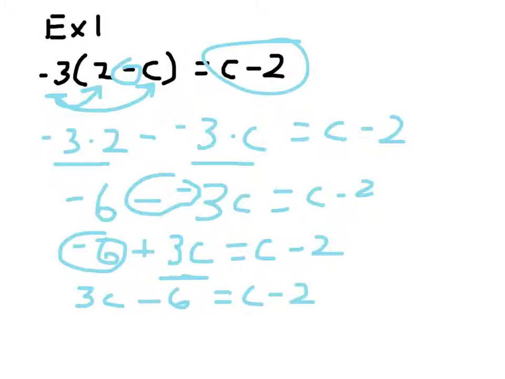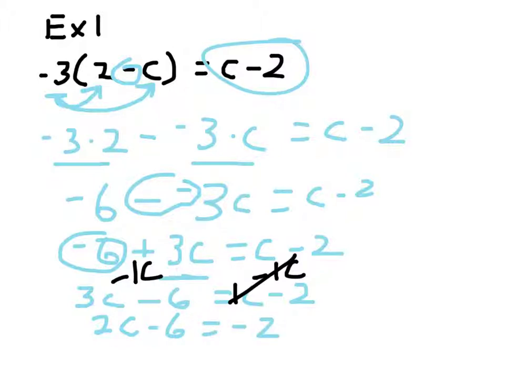Now I've simplified both sides of the equation. The next thing I need to do is get the letter all on one side. I'm going to put a 1 in front of the c. What's smaller, 1 or 3? Well, 1 is. So I subtract 1c, and 1 minus 1 cancel. Now I have 3c minus 1c, which is 2c minus 6 equals negative 2.